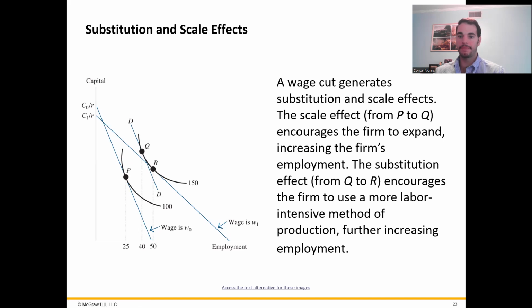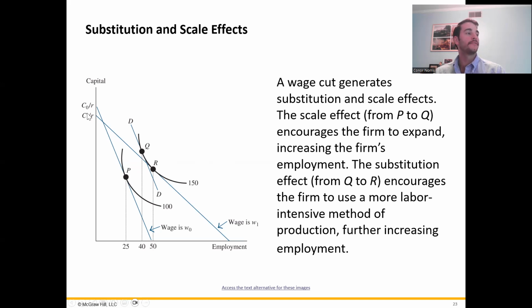So what's important to note here is that while the effect on workers is clear, in this case, decrease in wage rate is going to increase the number of workers, the effect on capital is ambiguous, depending on whether the scale effect or the substitution effect is larger. So if the scale effect is larger, which is depicted in this picture here, the expansion will result in more capital and more workers. So looking at point P, again, 25 workers moving out to point R, 50 workers.